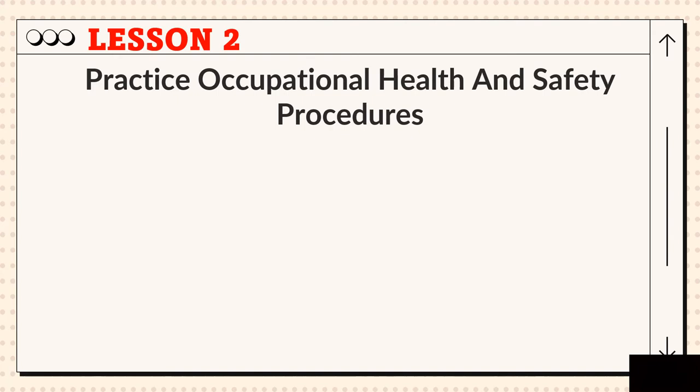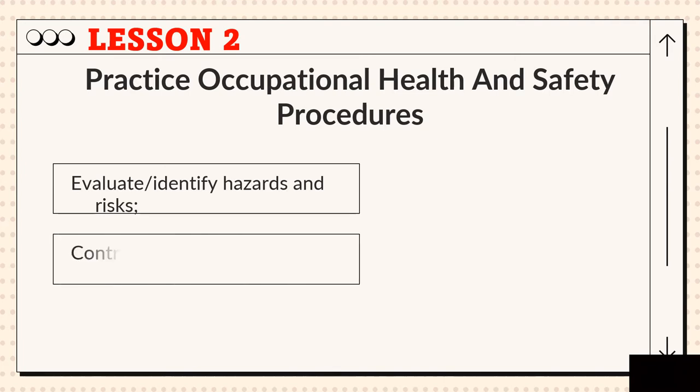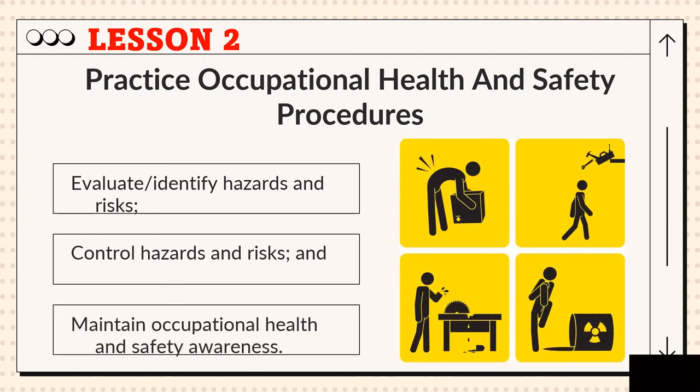Okay, class, before we start a new discussion, I am going to have a review first. So last week, we already tackled lesson 2, practice of occupational health and safety procedures. Okay, evaluate, identify hazards and risk, control hazard and risk, and maintain occupational health and safety awareness.